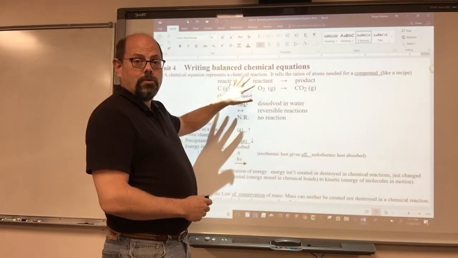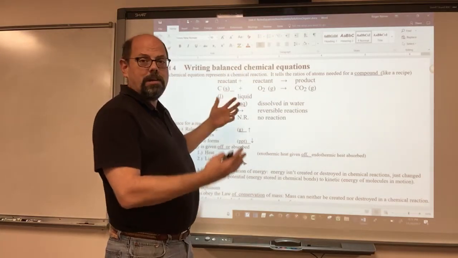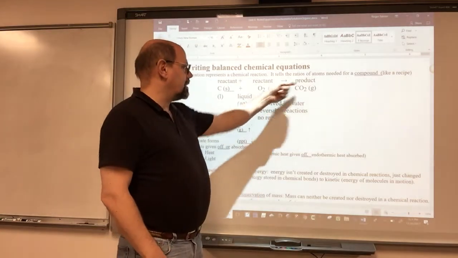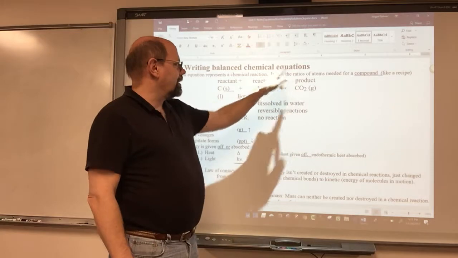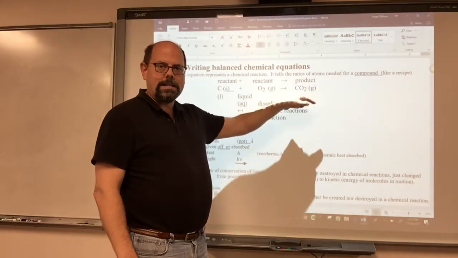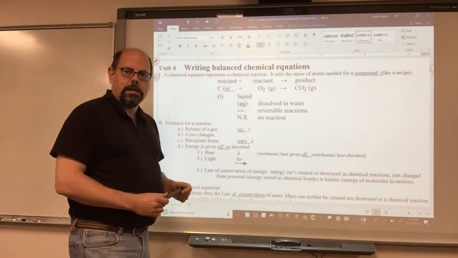So what you have is what you start with and you mix together. These are the reactants. Okay, in a recipe, it'd be the ingredients. And in the recipe, what you make is your product, if it's a cake or a meal or whatever. That's going to be what you produce on the right side, and the reactants are on the left.